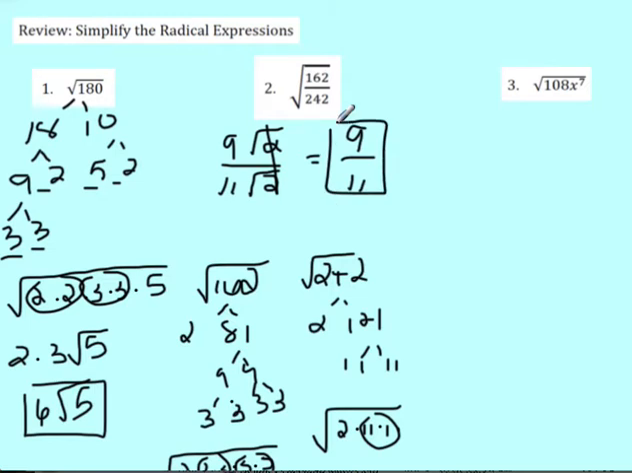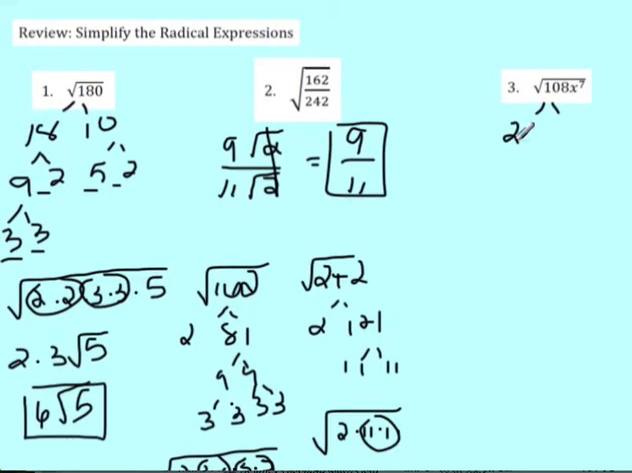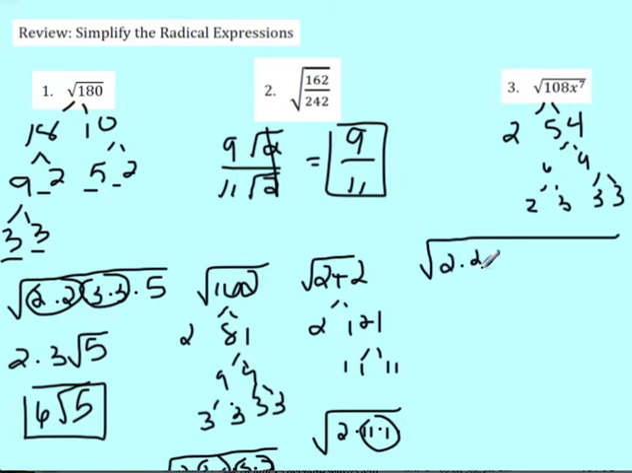So what we want to do for number 3 is divide out that 108. So I divided it by 2 and I got 2 and 54. Well, 54 I can break down into 6 and 9. And 6 I can break down to 2 and 3. And 9 I can break down to 3 and 3. So now I'm going to write out my entire radical, including all of my x's. So I'm going to have two 2's, three 3's, and then I'm going to have 7 x's. So it's 1, 2, 3, 4, 5, 6, 7.